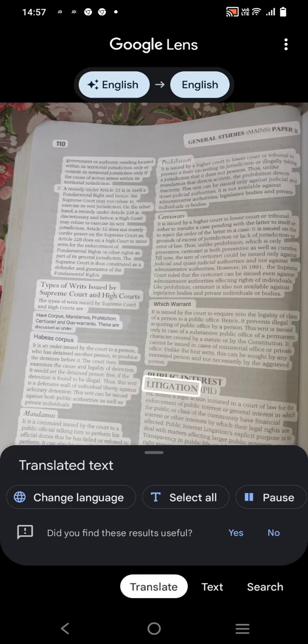Public interest litigation, PIL. PIL means a legal action initiated in a court of law for the enforcement of public interest or general interest in which the public or class of the community have financial interest or other interests by which their legal rights are affected.